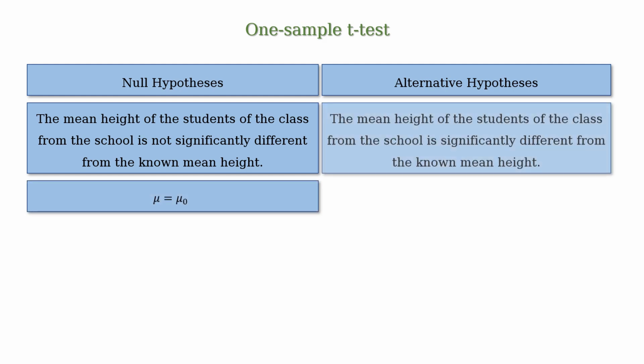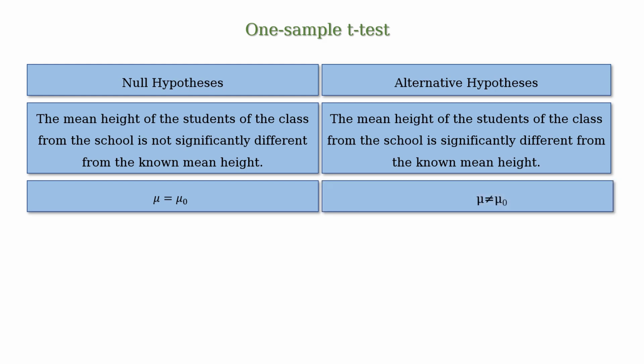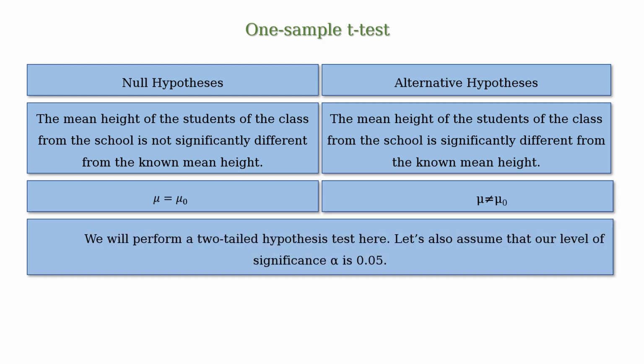And the alternative hypothesis is that the mean height of the students in the class from the school is significantly different from the known mean height. In other words, mu is not equal to mu0. So, we will perform a two-tailed hypothesis test here. Let's also assume that our level of significance alpha is 0.05.